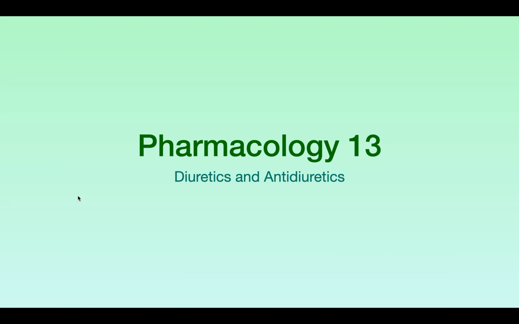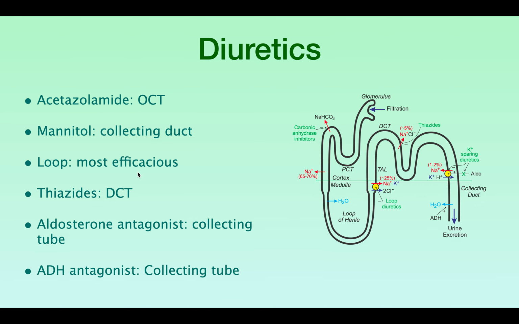Hey everybody, let's go through the pharmacology of diuretics and antidiuretics. Acetazolamide is going to work on the proximal convoluted tubule, and it's a carbonic anhydrase inhibitor. Mannitol is going to work on the collecting duct, and the loop diuretics are the most efficacious. Thiazides are going to work on the distal convoluted tubule over here, and the aldosterone antagonists are also going to affect the collecting duct.